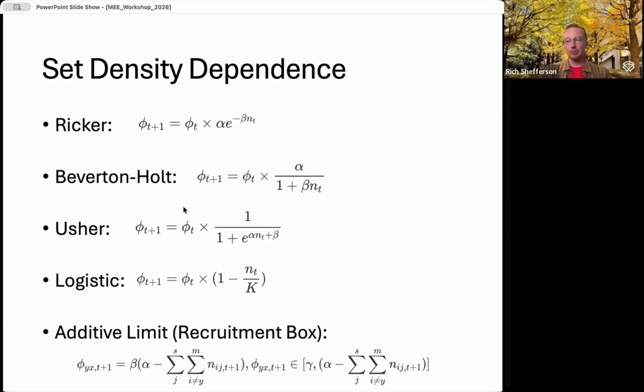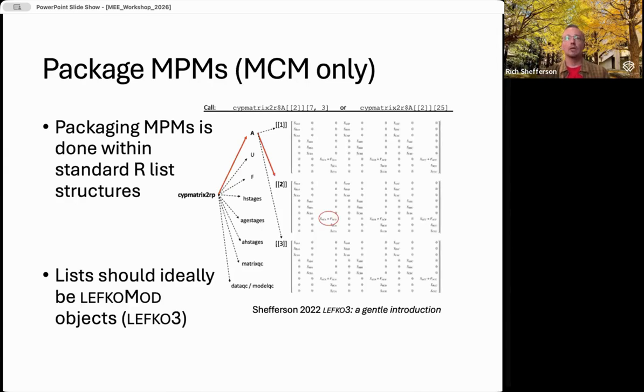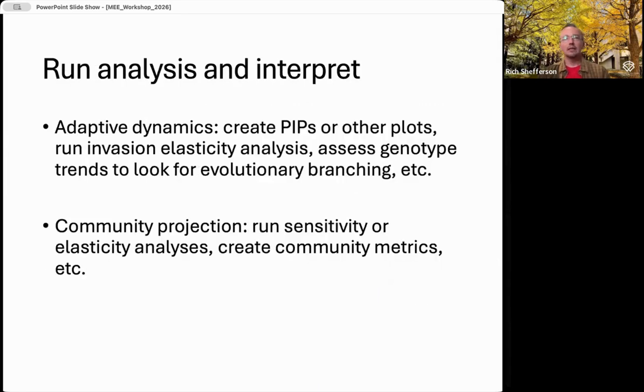So this will be used in one of the examples that I show later. In the case of the matrix community modeling, the next step would be to package all of the NPMs together in a single list. You don't have to do this for adaptive dynamics because there's only one NPM that you're generally using for the adaptive dynamics case. And then finally, we get to running the analyses and interpreting the results.